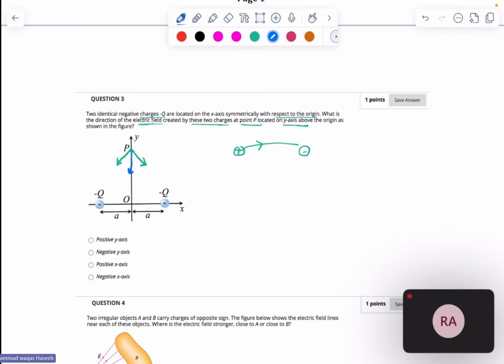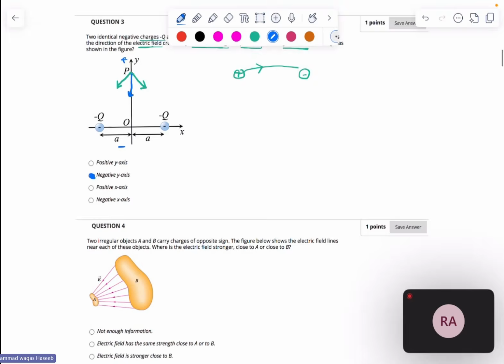So the answer will be negative y direction. So its direction will be in this direction. So the electric field will be, because this is positive, this is negative, so its direction is in this direction. So it's negative y direction.